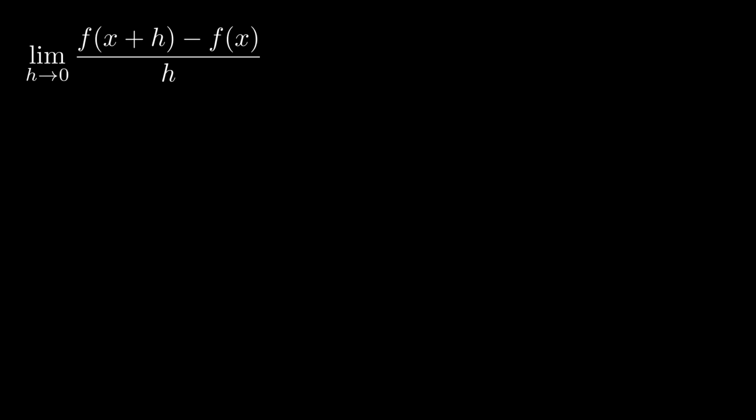If you recall the formula, we have the limit as h goes to 0 of f of x plus h minus f of x over h. And we can start with substituting x to the n into this formula. And then we can write x plus h to the n as a binomial series. So we have the sum from r equals 0 to n of n choose r, the binomial coefficient, times x to the n minus r times h to the r.